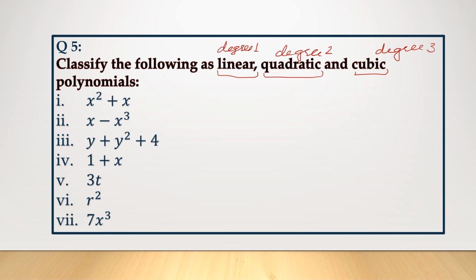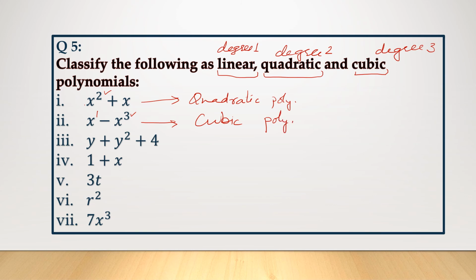So here the exponent is 2, here the exponent is 1. So its degree is 2, and degree 2 means it is quadratic. This is a quadratic polynomial. x minus x cube. The exponent here is 1 and here it is 3. So the highest exponent is 3. So the highest power on the variable is 3. So this is a cubic polynomial.